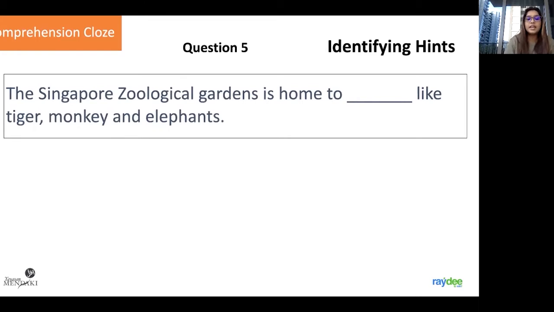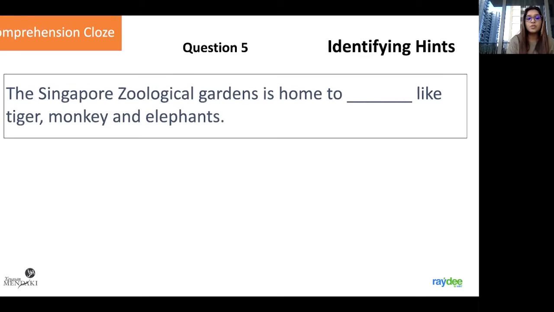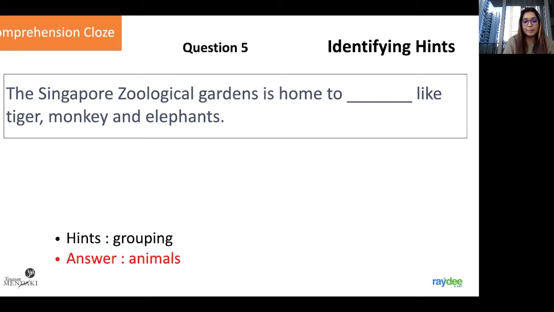Okay, now the next extract: the Singapore Zoological Gardens is home to what, like tiger, monkey, and elephants. As I mentioned during the very first extract, "like" introduces examples. When we are talking about tiger, monkey, and elephant, all these things are animals. So the hint is to group them up, and your answer would be animals.